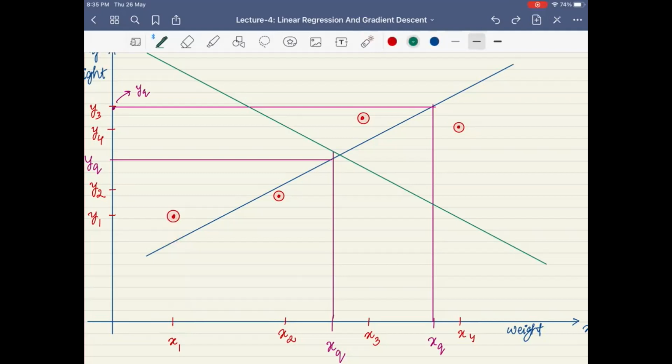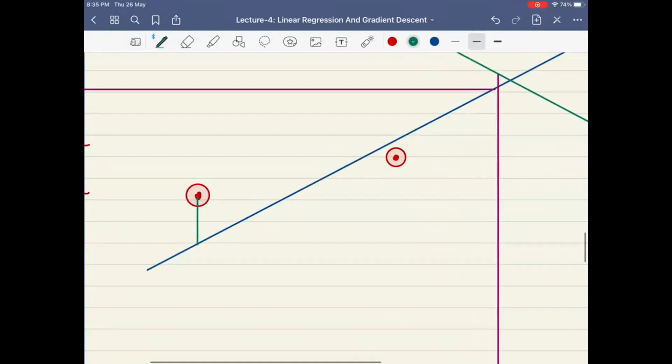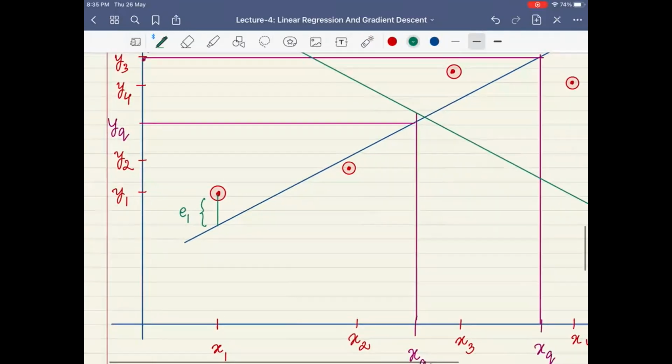Let me draw the error. This amount, this is the error. Let me call it E1, the first error for x1. Is this making sense to all of you? What the error is? Why am I calling this the error?